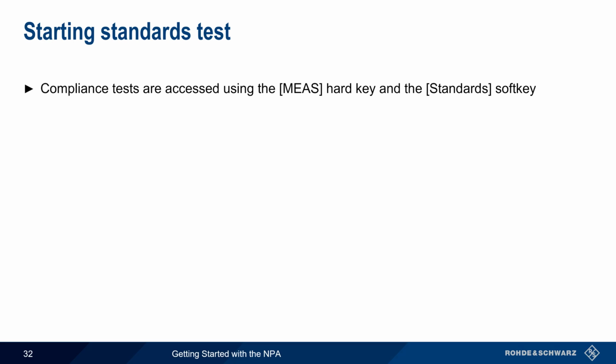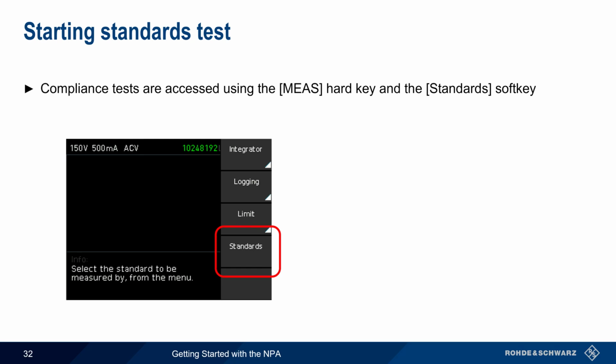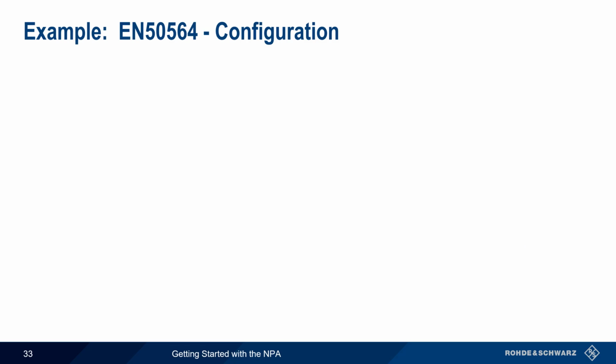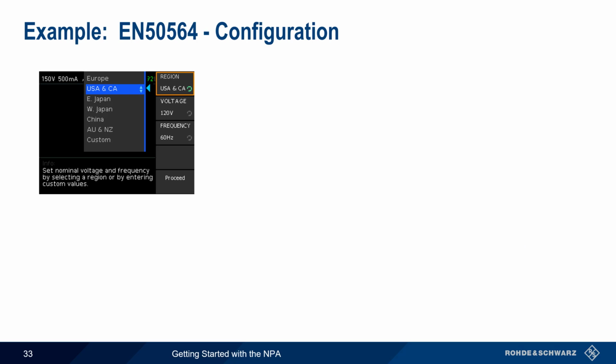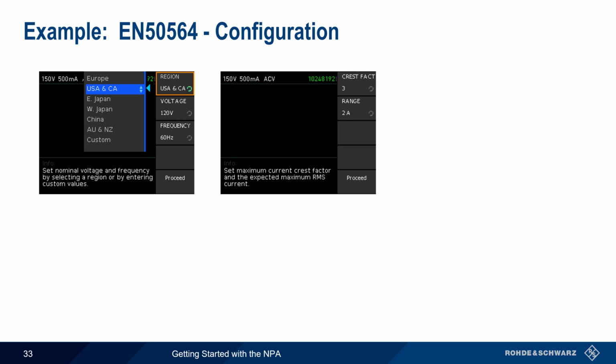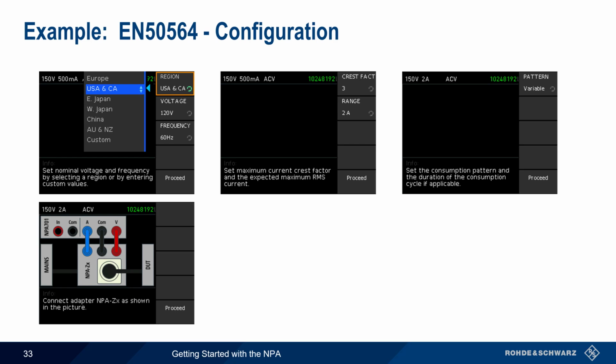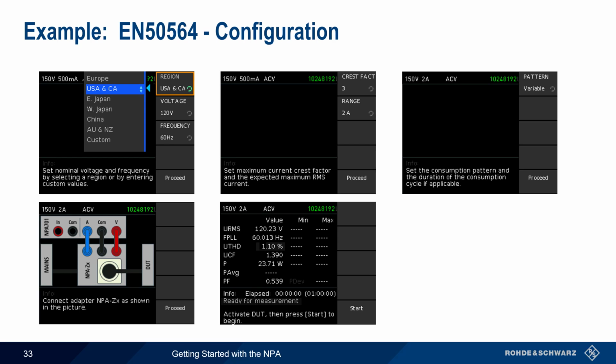Compliance tests are accessed by pressing the Measure Hard key, selecting Standards from the menu, and then selecting the standard to test against. Let's walk through how the wizard is used to configure a test. First, the region and voltage/current are selected, and then the user is prompted for the expected crest factor and max current. This test also requires that the pattern of power consumption, static, variable, or cyclic, be specified. A connection diagram is shown, and then the user is prompted to start the test.